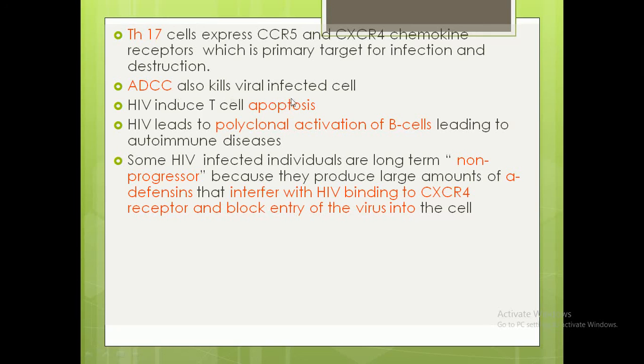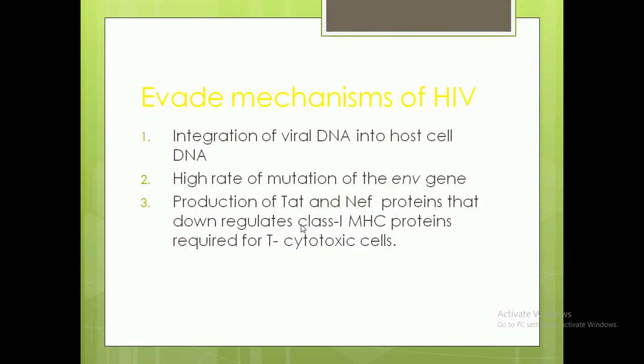ADCC also acts on viral infected cells, and there is HIV-induced T cell apoptosis. HIV leads to polyclonal activation of T cells, and some HIV infected individuals are long-term non-progressors because they produce large amounts of alpha-defensin that interferes with HIV binding to the CXCR4 receptor and blocks entry of the virus into the cells. All these lead to immune suppression.